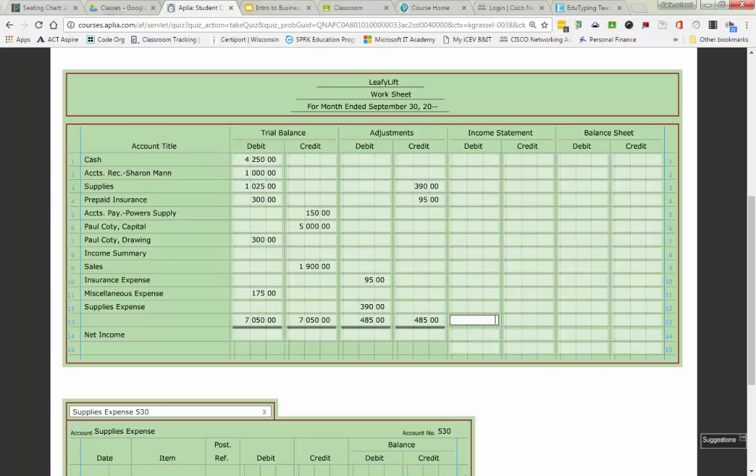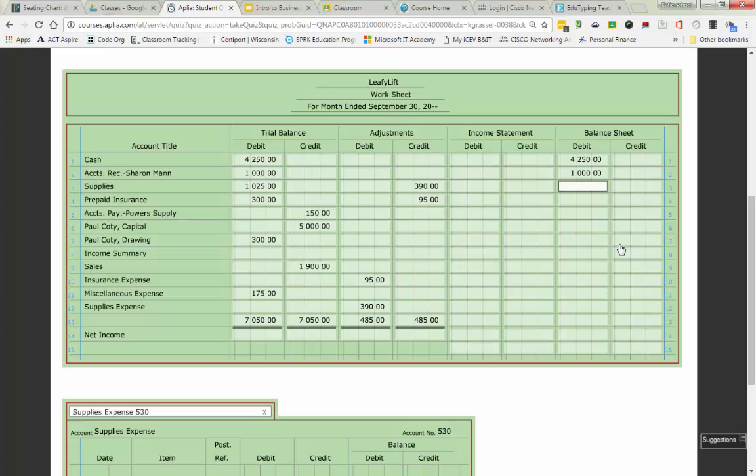So cash is an asset, so assets go on our balance sheet, so I'm going to put $4,250 as a balance sheet debit. Accounts receivable is also an asset, so I'm going to do 1,000 under balance sheet. Now, when I get to supplies, supplies has a trial balance of 1,025, and then I adjust it by 390, so I have to subtract. Thomas, what did you get for the balance of supplies?